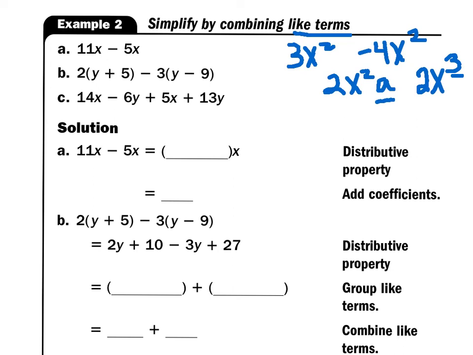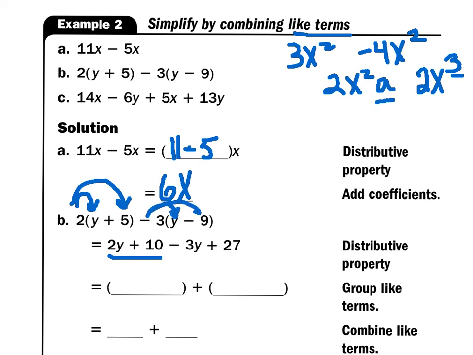So, solution for A. If I have 11 x's and I subtract 5 x's, I can go ahead and combine this, use the distributive property backwards to say this is 11 minus 5 times x, or 6x. On B, I would need to go ahead and use the distributive property forwards to get this term, and then again to get these. Remember to be very, very careful when you did negative 3 times negative 9 that you get the right sign right here, positive 27.